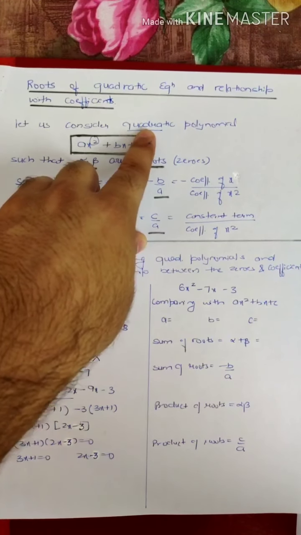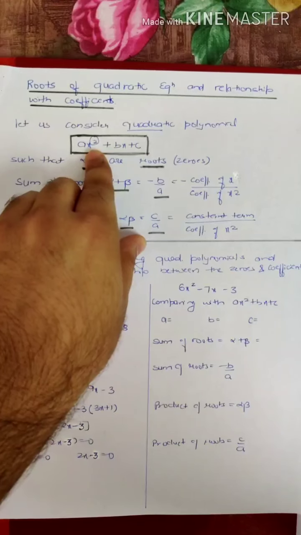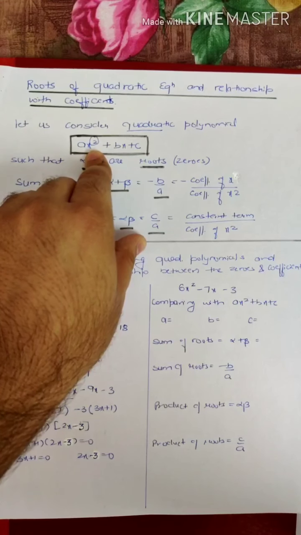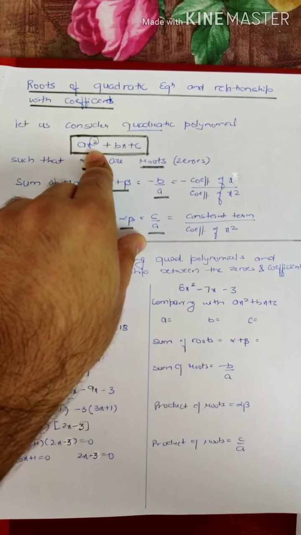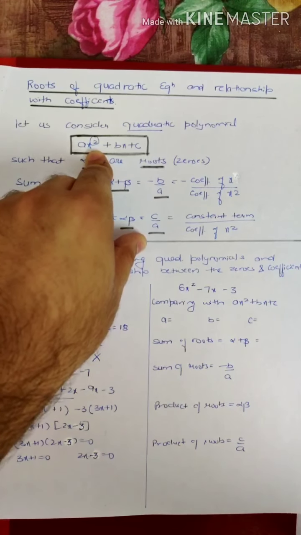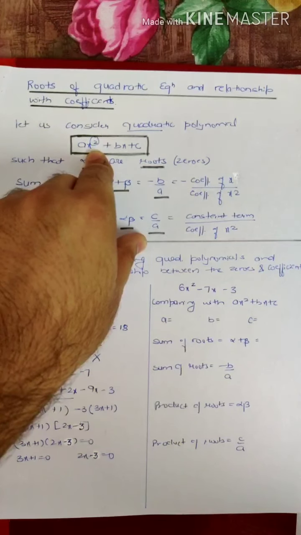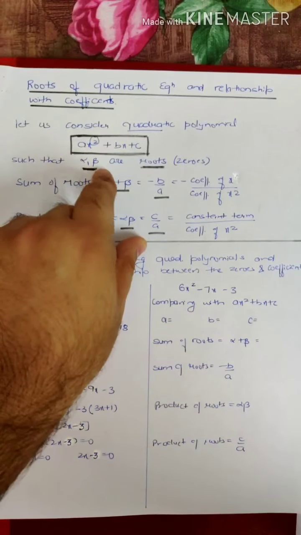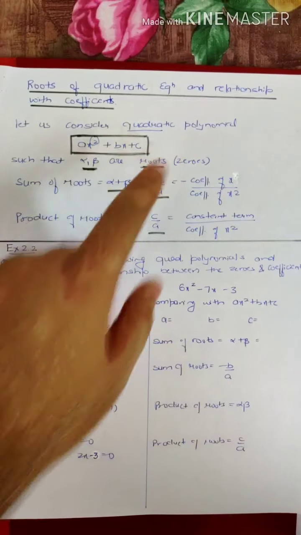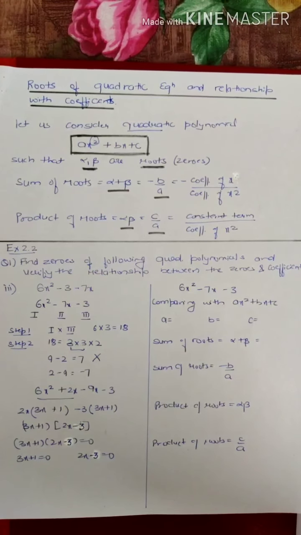As we have the quadratic polynomial, the degree has to be 2. In the previous video, we learned that the number of zeros of a polynomial is equal to the degree of the polynomial. Here the degree is 2, so the number of zeros will be 2. So let us say that the two zeros are alpha and beta. Now we are to learn the relationship between the zeros and the coefficients of the quadratic polynomial.